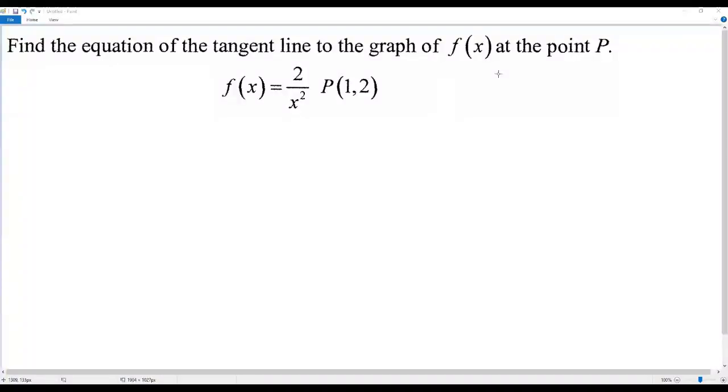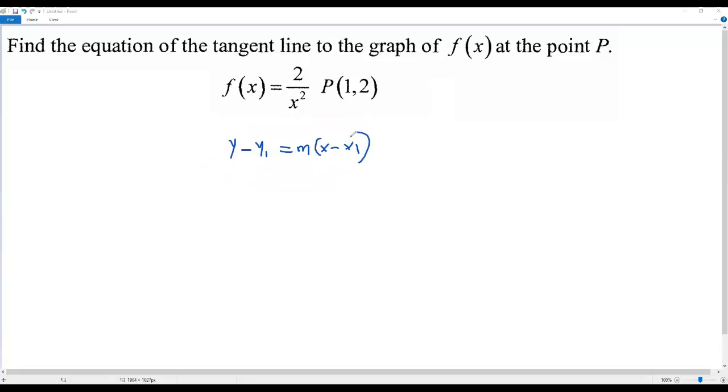Here we have a problem on finding the equation of the tangent line to the graph of f of x at the point P. The idea behind solving this problem is that we have to use the point slope form equation of a line to get the equation of the tangent line to the graph of f of x. This is the point slope form equation of a line.